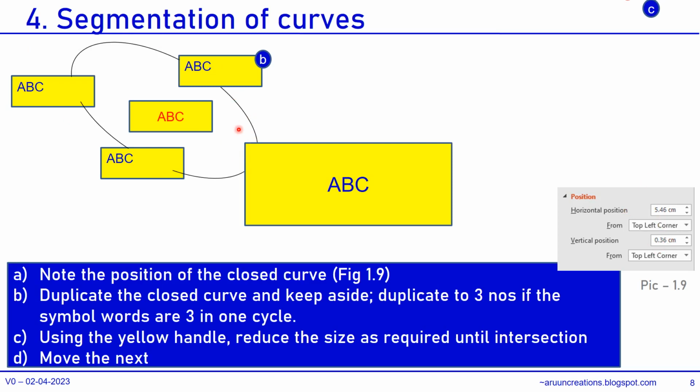Then I duplicated it 3 times because I have 3 labels. I copied it 3 times and used the same technique of pulling the yellow dot and reducing the arc up to the intersection point. I did it for the first curve, then moved the copied closed curve to the same position and made the next curve up to here, and similarly the third and fourth.